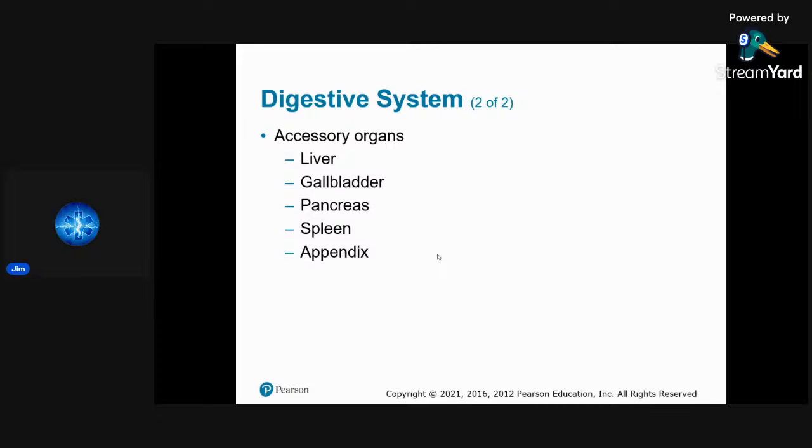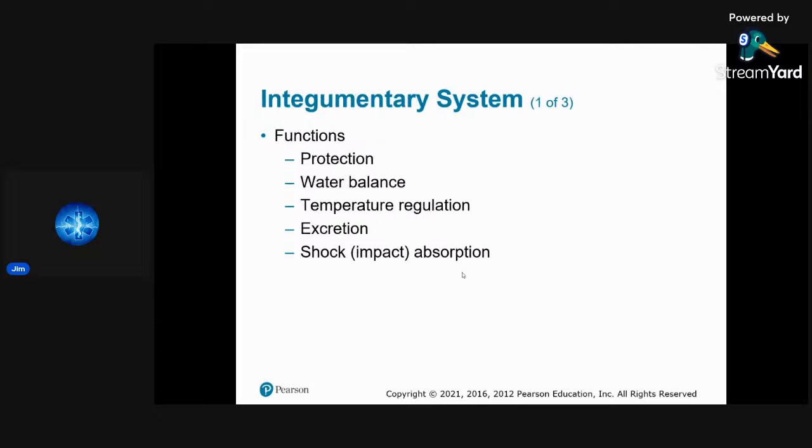Your pancreas and spleen. Your pancreas secretes a chemical that neutralizes your stomach acid when it comes out of the stomach. Appendix and spleen. The spleen does a minor role in digestion, but we're not really sure what the appendix does. Functions.